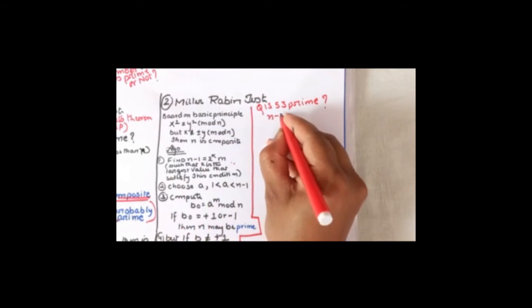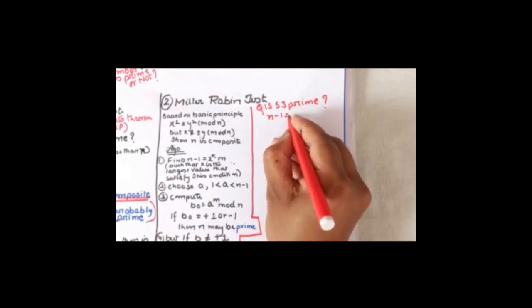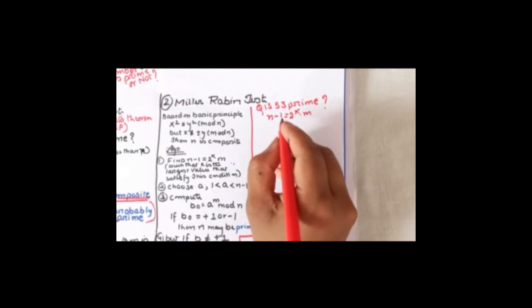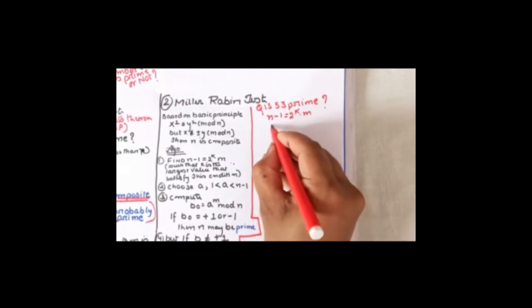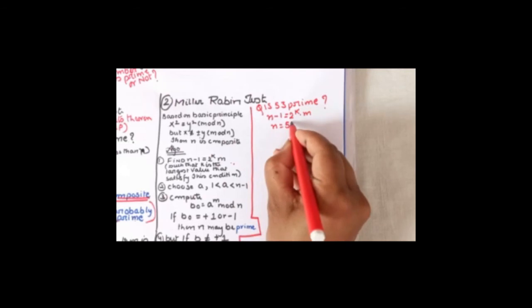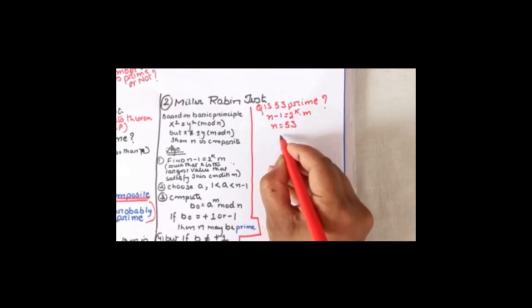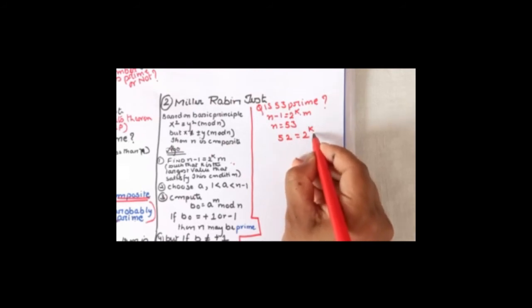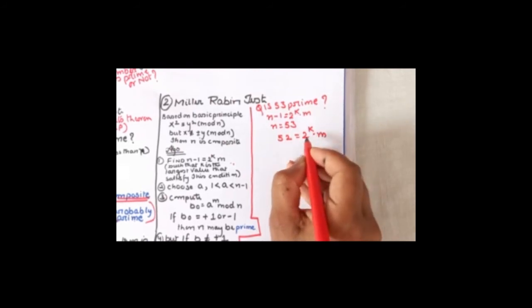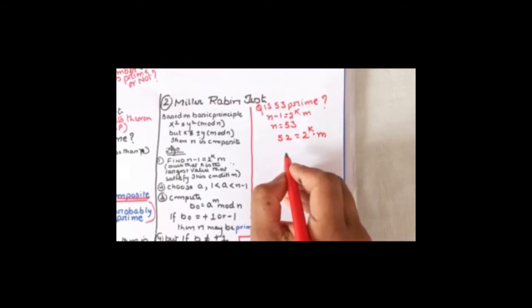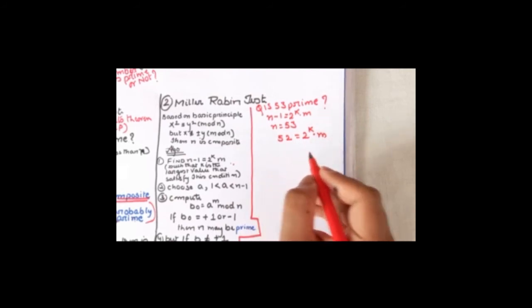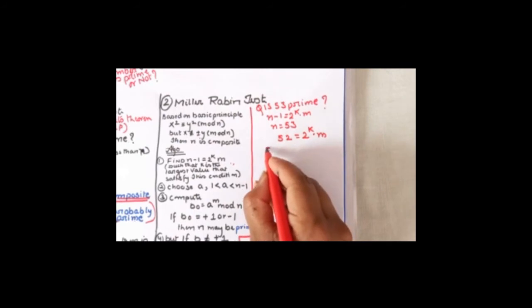Initially I'm supposed to find out n minus 1 is equal to 2 to the power k times m. This is what I know, and here I know that my n is equal to 53. So basically 52 is equal to 2 to the power k times m. Now I'm supposed to choose k such that the value of k is largest. How will I choose that?